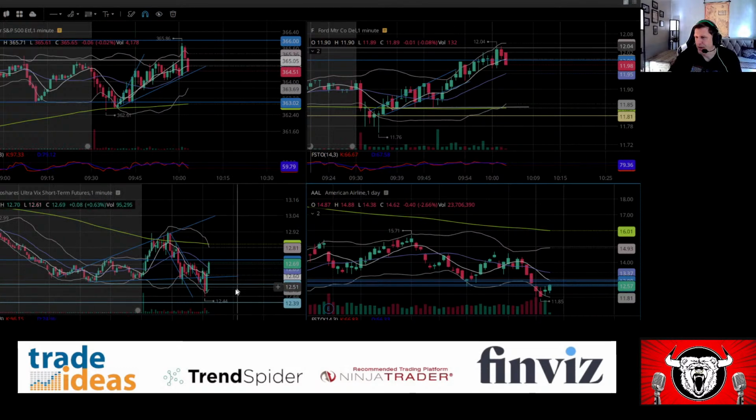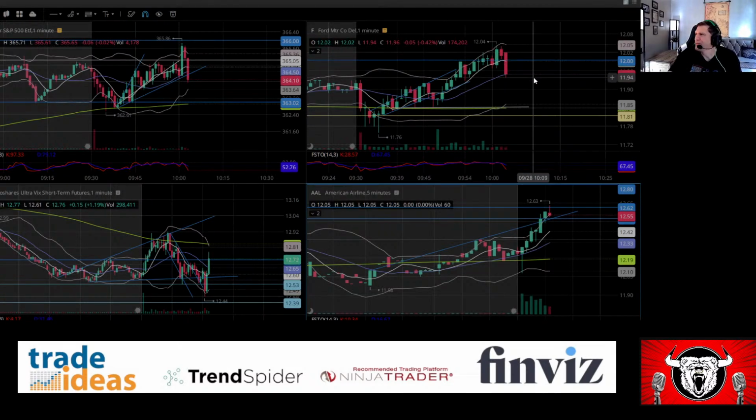There goes that UVXY. Bam! Right off that tweezer bottom. Wow! Look at the 5-minute candle on SPY. There's your breakover. So that's the pivot point. Not the pivot point, that's the reversal. That's the one you're looking for. So I'm going to buy my put now, and then ride the momentum down.